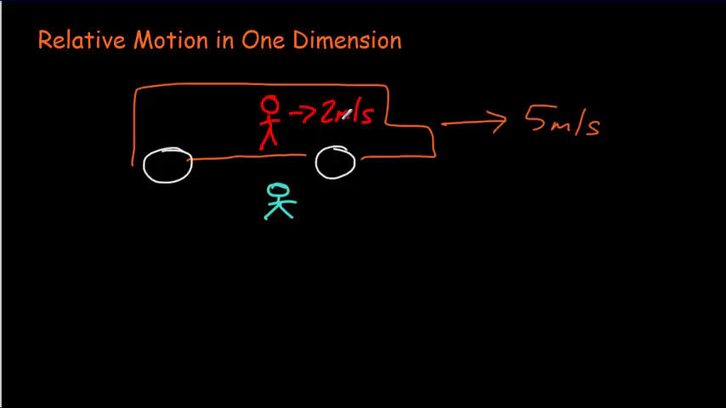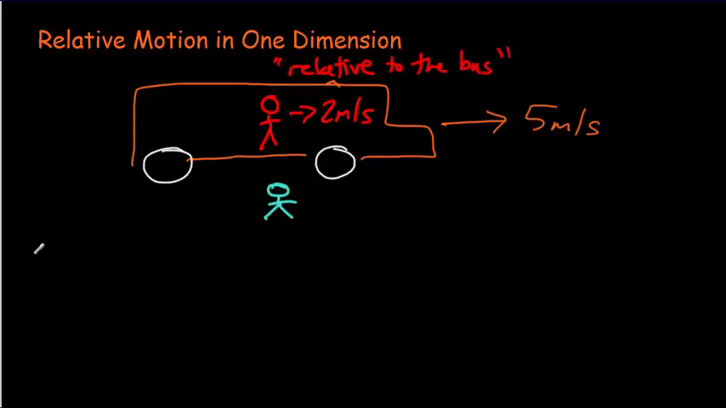Now, whenever I give a speed or velocity, I should say relative to what? So this 2 meters per second is not relative to this guy on the ground. It's relative to the bus itself. And so I really need to specify, when I say 2 meters per second, I need to say relative to the bus.